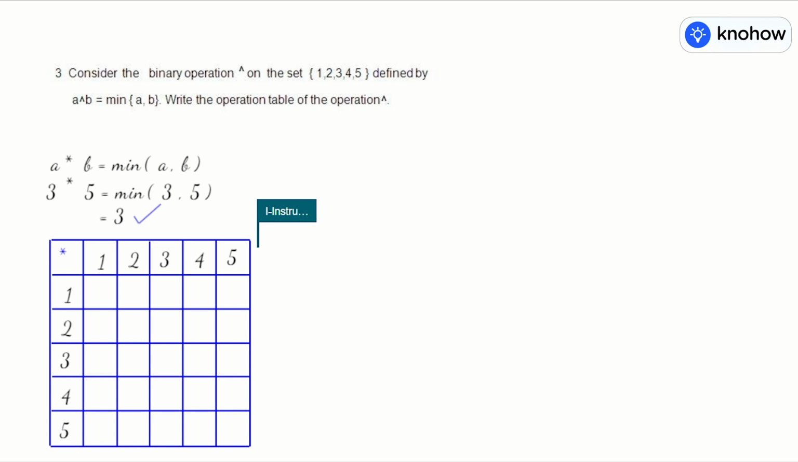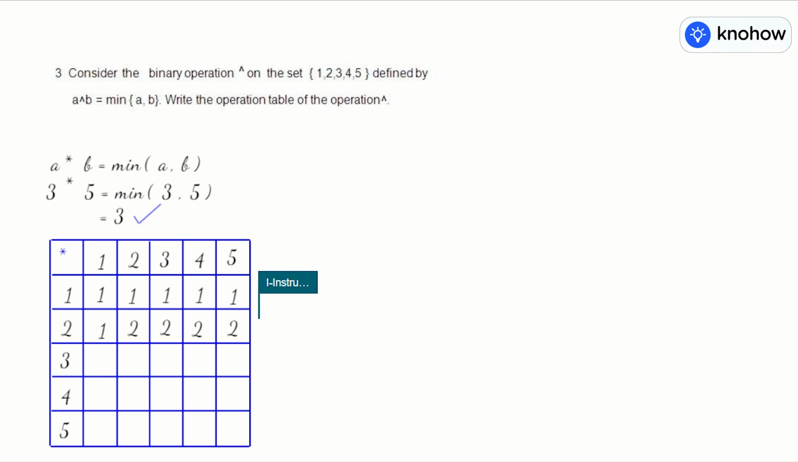What do you mean by 1, 1? The 1 star 1, what is the minimum of 1 and 1? 1. What is the minimum of 1 and 2? 1. Because one of the elements is 1 and the rest are 1, 2, 3, 4, 5, the minimum will remain 1. When you take 2 and 1, the minimum is 1. And 2 and 2, the minimum is 2. And for the rest of them, it will continue to be 2.